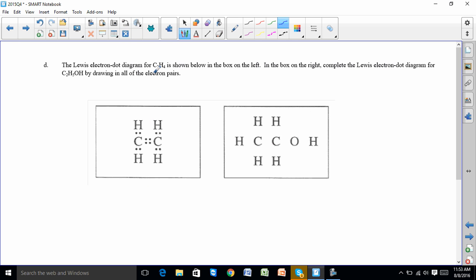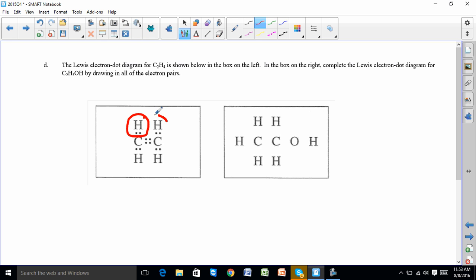The Lewis electron dot diagram for C2H4 is shown in the box below on the left. In the box on the right, complete the Lewis electron dot diagram for C2H5OH by drawing in all the electron pairs. Here's the deal. Just look at this. I'm going to go over here because we rarely do this in my class. This is why I'm assigning this one.